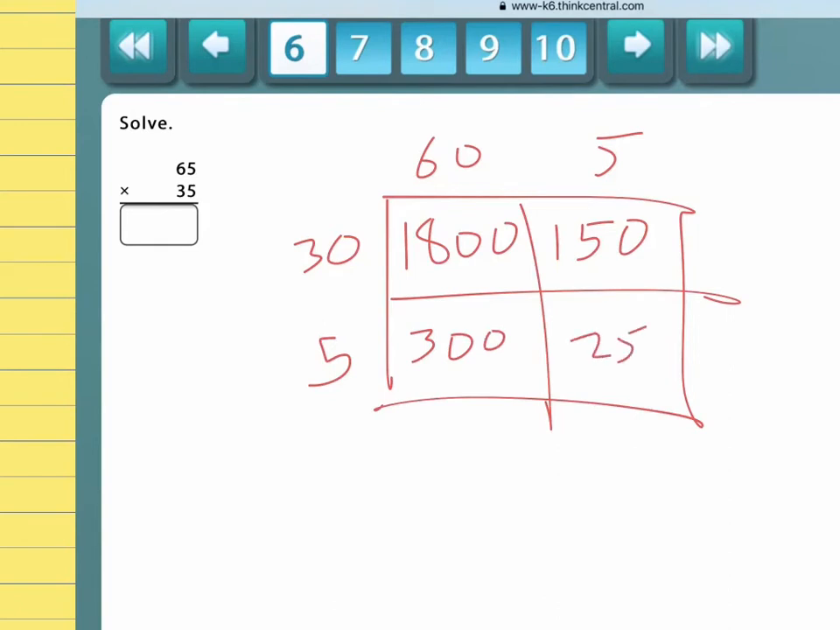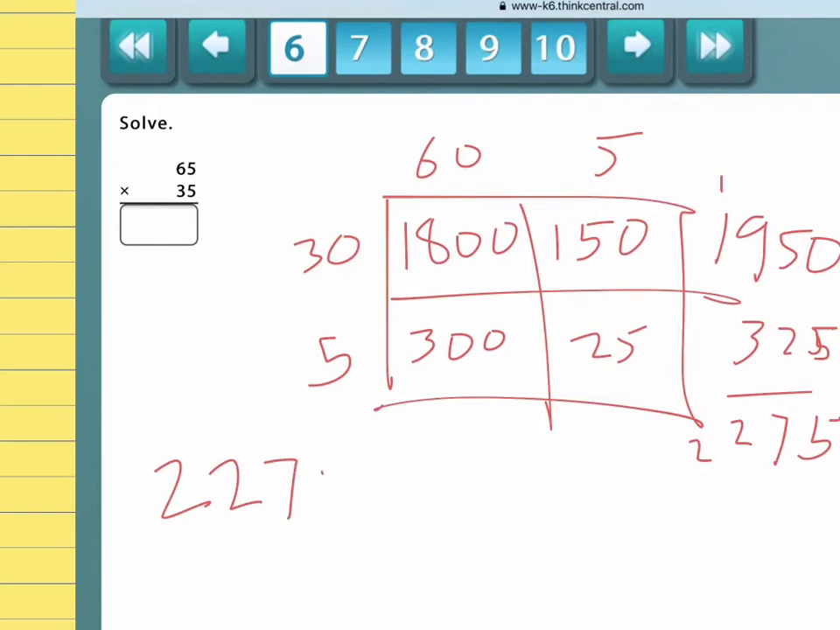So I'm going to add these up. I'm going to get 1,950 and I'm going to get 325, and the answer is going to be 5, 7, 2, regroup that, 2,275. That's going to be my product.